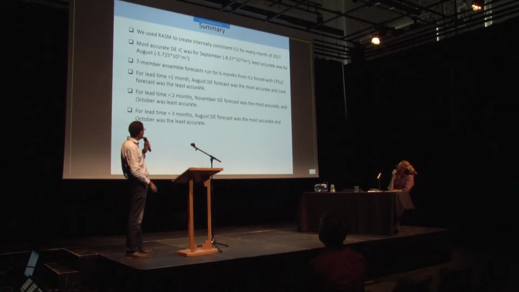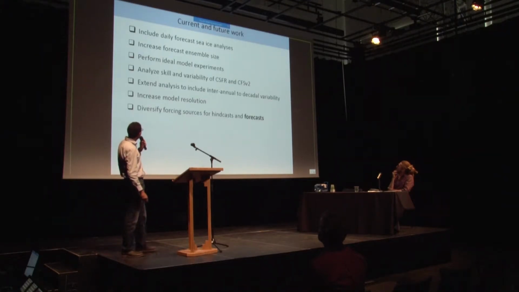Our August forecast was the most accurate, and our June forecast was the least accurate for lead time equal 2 months. November's forecast was the most accurate. October was the least. For lead time equal 3 months, August was the most accurate, and October was the least accurate.